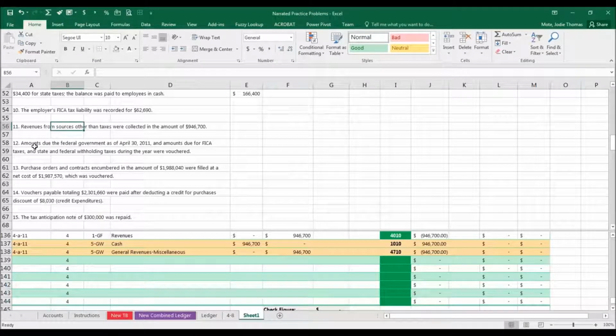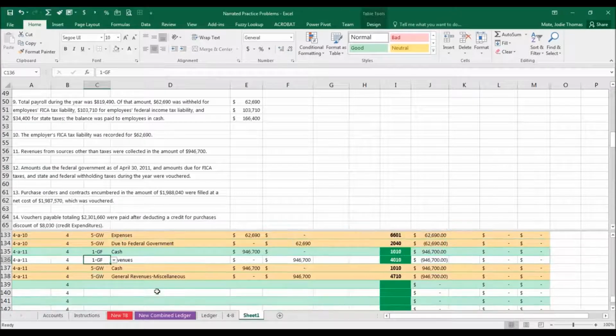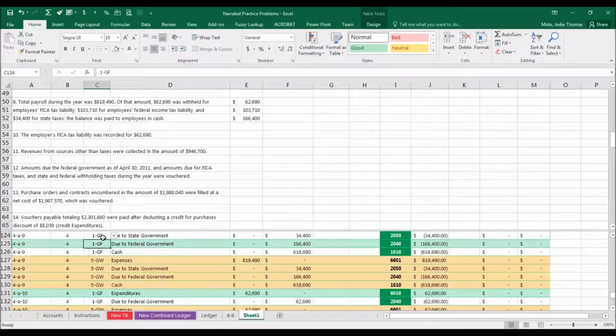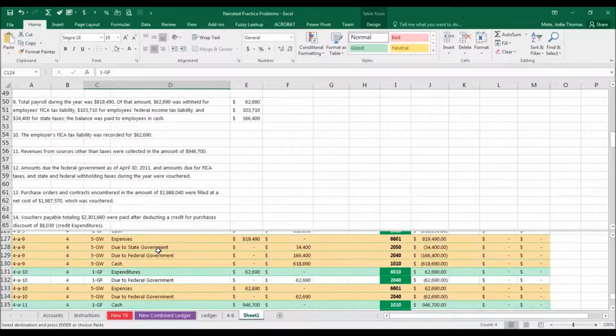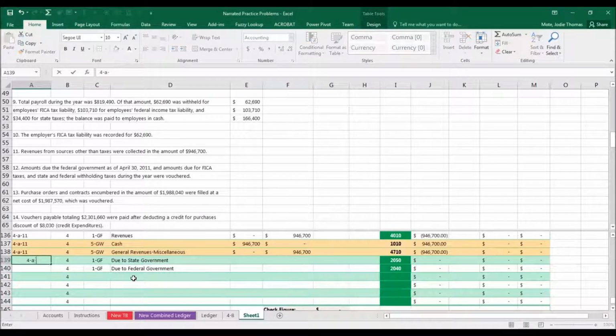All right, number 12 says that amounts due to the federal government as of April 30th, 2011, and the amounts due for FICA taxes, state, federal withholding taxes during the year were vouchered. Okay, so the first thing is, it's obvious from the problem that we're about to clear out these due to federal government, due to state government accounts. So let's go up here, since those are going to be debits again, because you are reducing those liabilities.